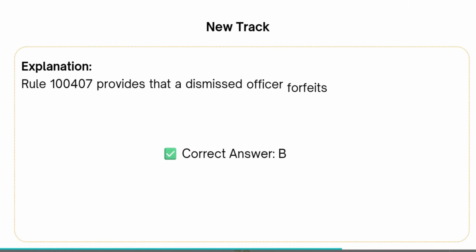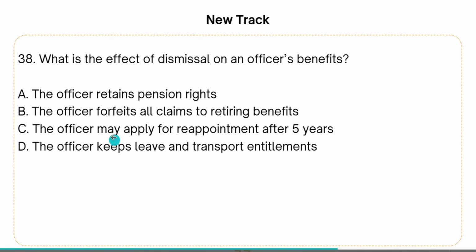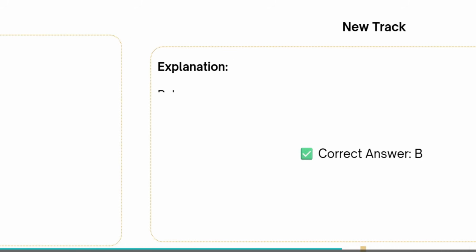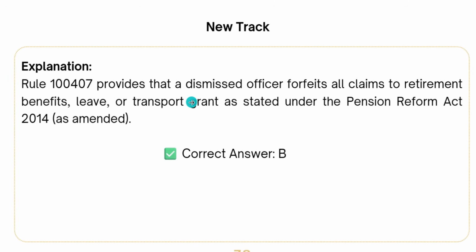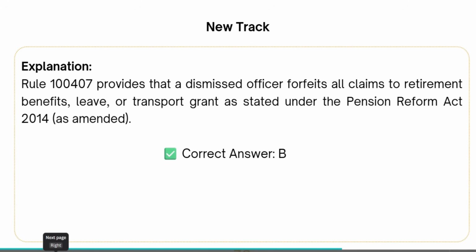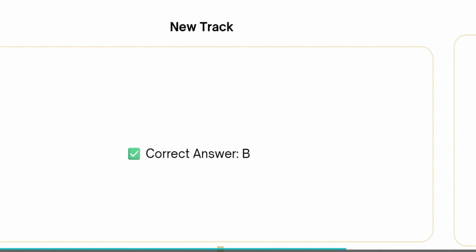The right option is option B, and option B says the officer forfeits all claims to retiring benefit. Retirement benefit, he won't get any of such benefits. And the rule in paragraph 7 provides that a dismissed officer forfeits all claims to retirement benefits, leave, or transport grant as stated under the Pension Reform Act 2024 as amended. So the right option is option B.